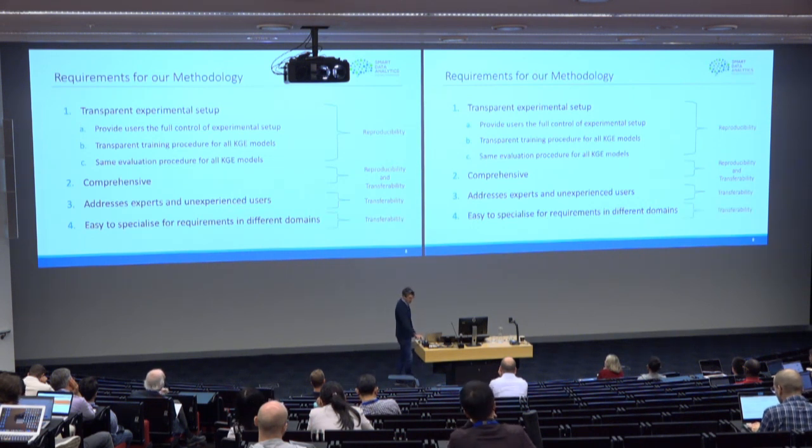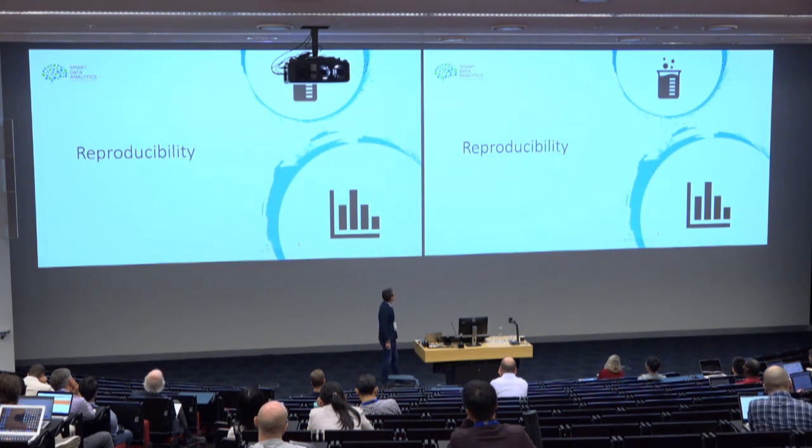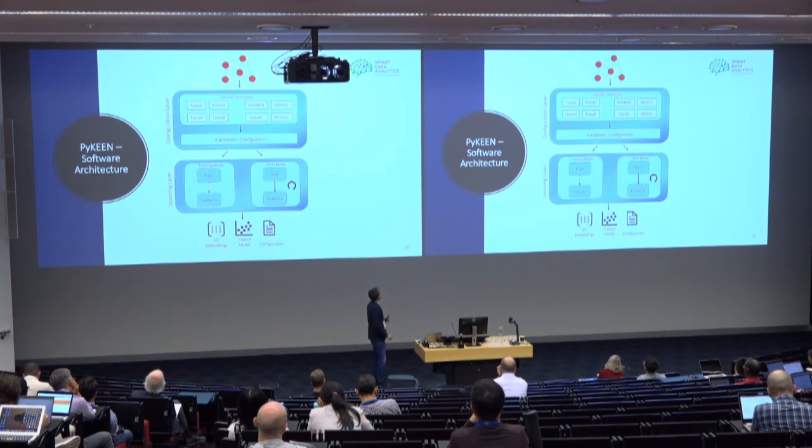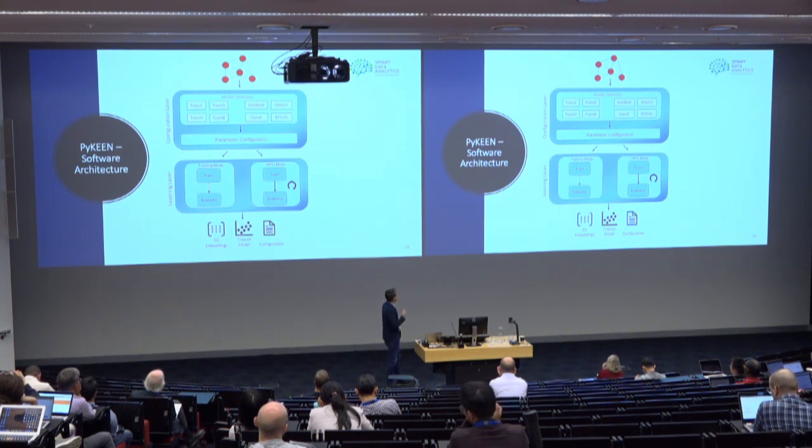So then let's talk about reproducibility. To do this, we have developed PyKEEN. This is the main package of our ecosystem, which is responsible for training and evaluating knowledge graph embeddings. The input is a knowledge graph, and the output are then the learned embeddings, the trained model, and the configuration describing the whole experimental setup.